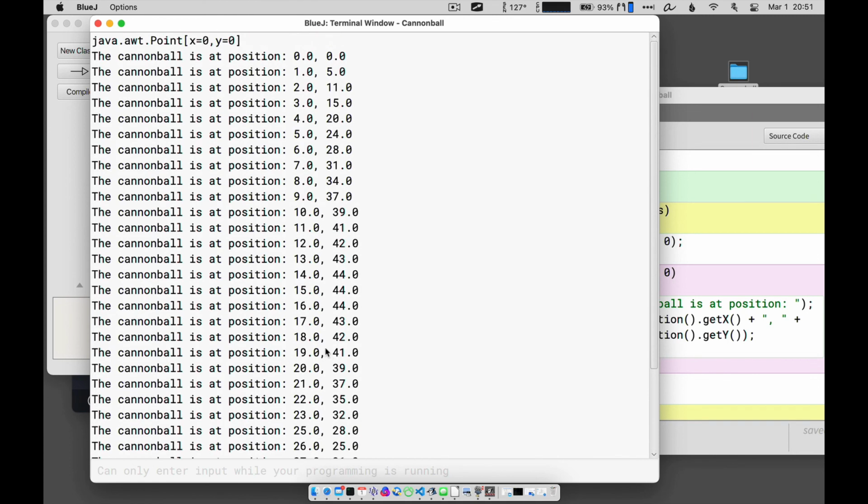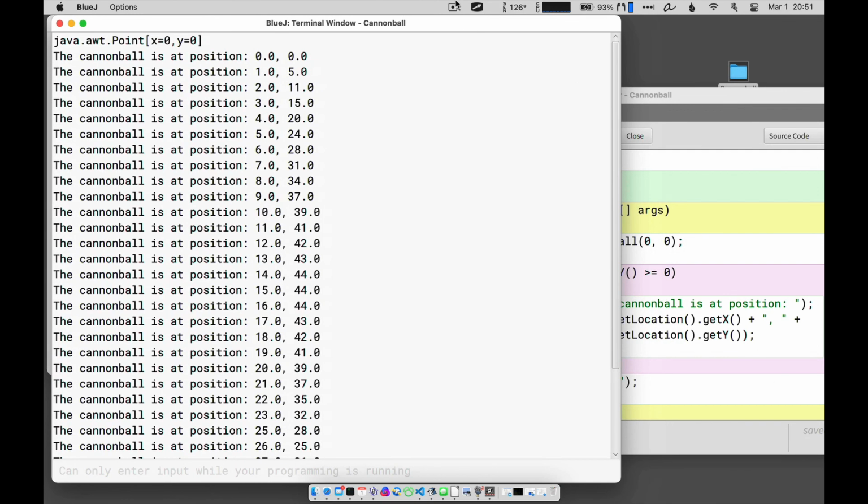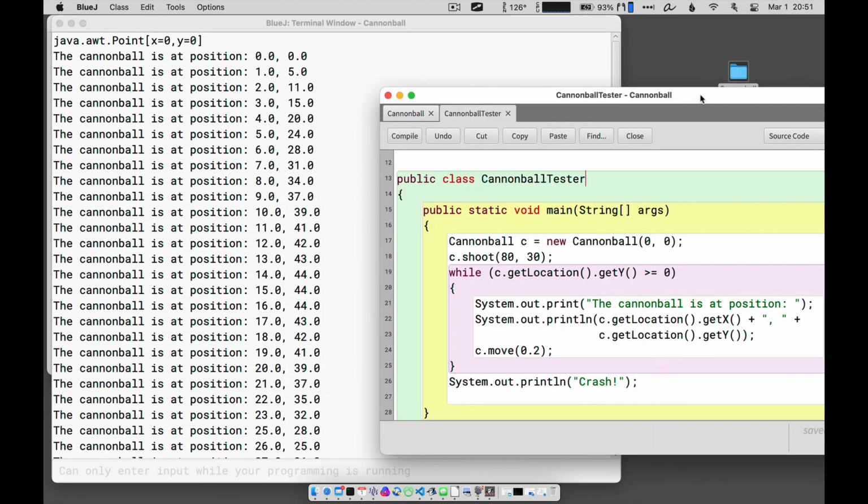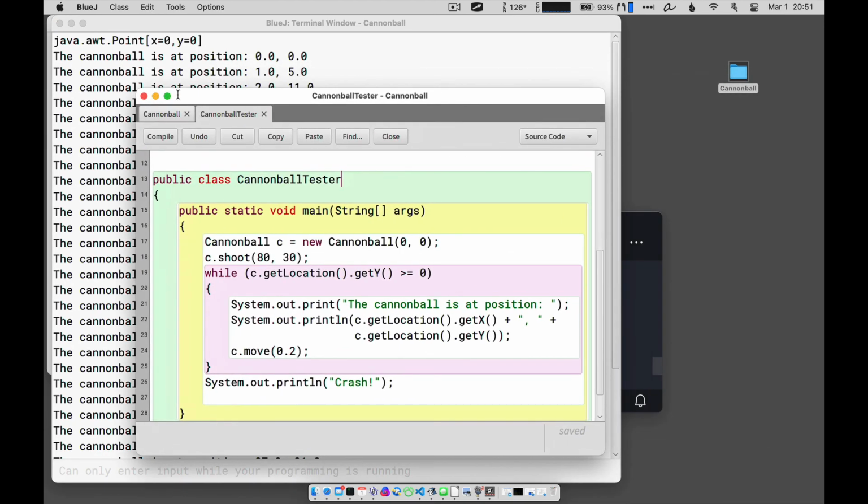This is awesome. This is great. Next step, I suppose, would be to put this into some sort of graphics format, and then we could watch the cannonball moving across the screen. But this is as far as this particular activity goes. I hope that helps.